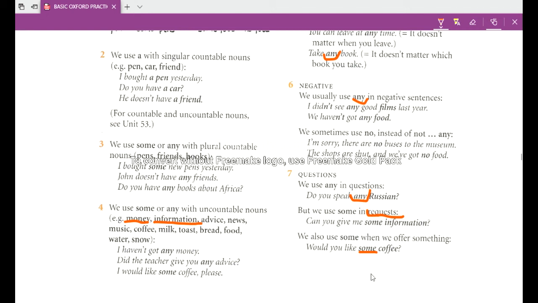The most important thing is that you know we use some and any with countable and uncountable nouns. You have to know when and how you use some, and when and how you use any. Don't forget that we can also use a and no replacing any. A for singular, some for plural, any for questions, and some for requests and offers.